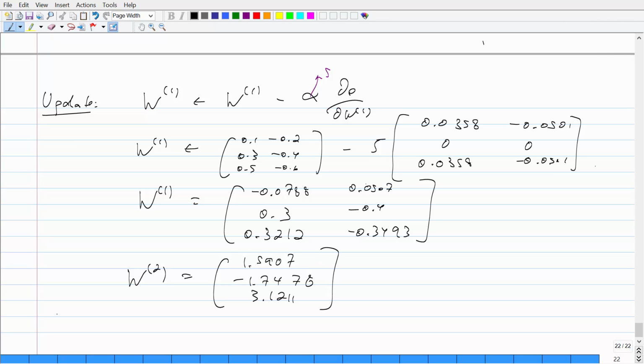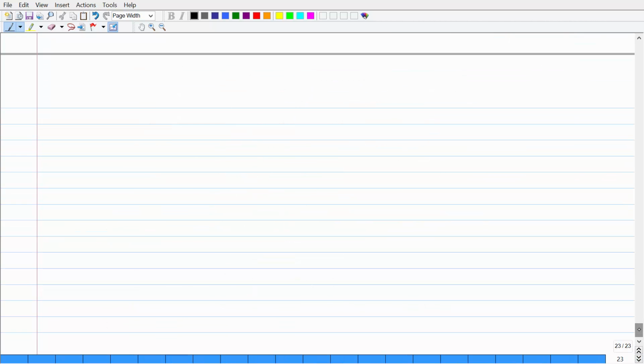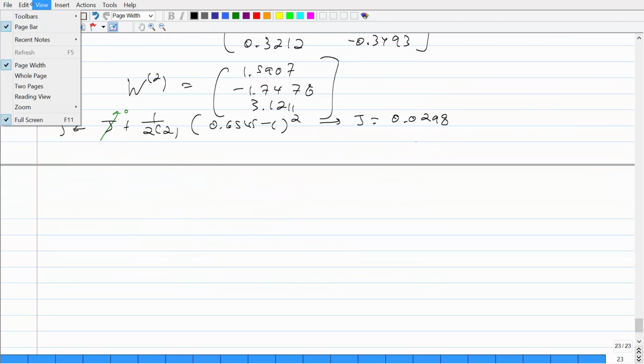Okay, and then finally you want to accumulate the cost, right? So this is J plus 1 over 2, and then there's only 2 examples. The initial cost was 0, and then we have, let's see here, it was 0.645 minus 1, okay, which is finally updated to 0.0298. Okay, so that was just for the first example. The second example, I'm just going to throw the answers on, and you can verify that for yourself.